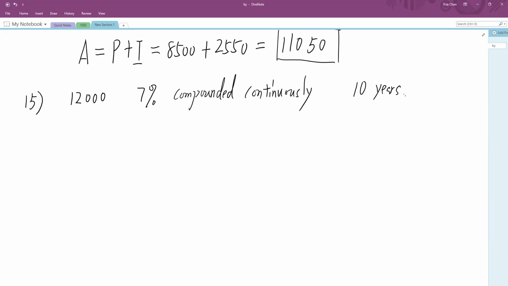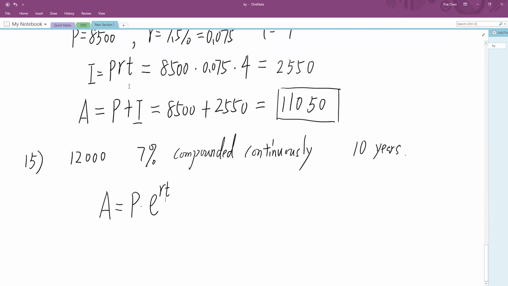So we needed to use the formula, which is A equals P times what? Do you remember that formula? E to the RT. Yeah, E to the RT. You needed to memorize this formula. The same thing for the simple interest rate. You also needed to memorize this formula. And this one, right? For the continuous compound interest, you needed to memorize this formula.